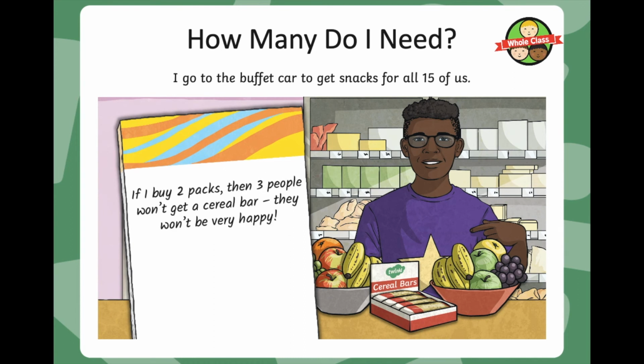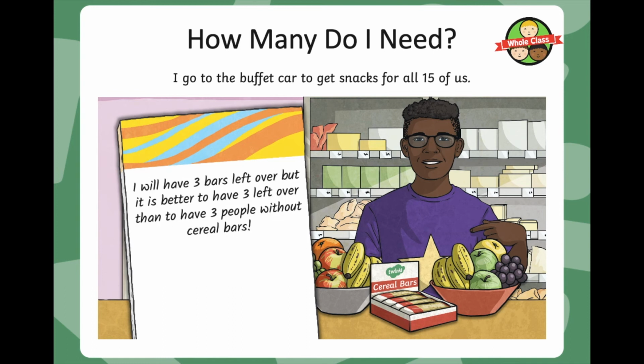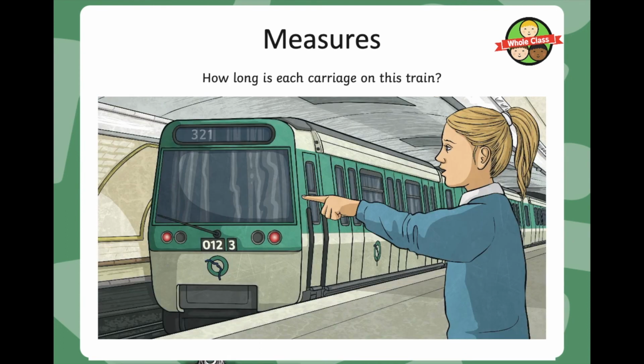If I buy 2 packs, then 3 people won't get a cereal bar. They won't be very happy. This time I need to round my remainder up and buy an extra pack. So the answer is I will need to buy 3 packs of cereal bars. I will have 3 bars left over, but it is better to have 3 left over than to have 3 people without cereal bars.